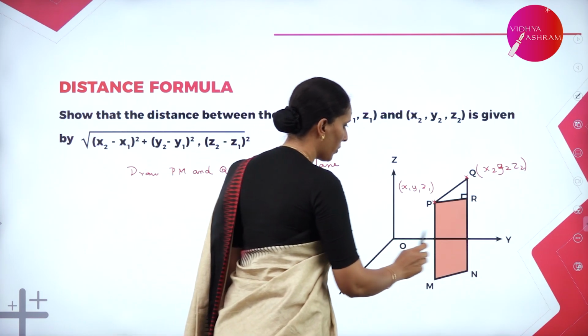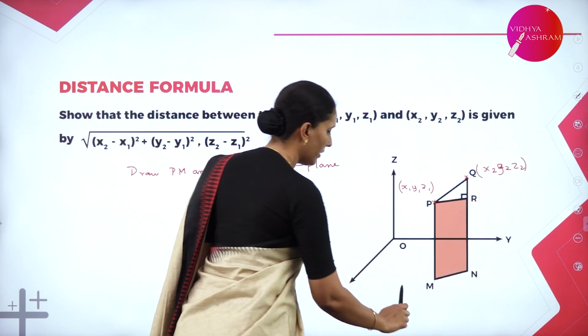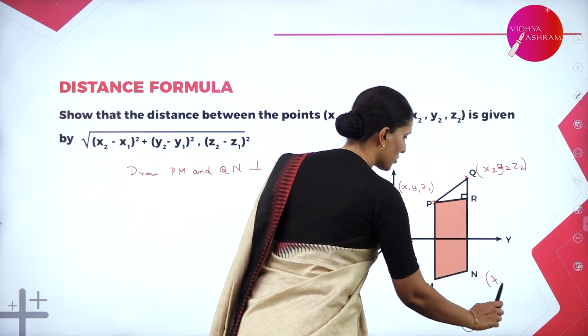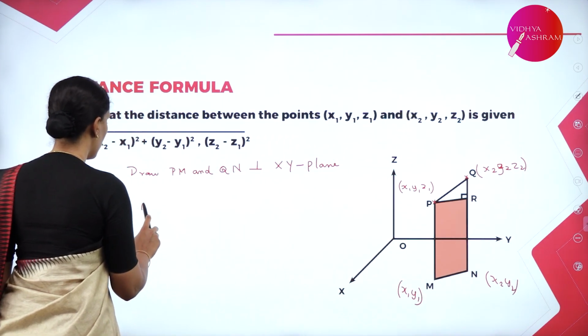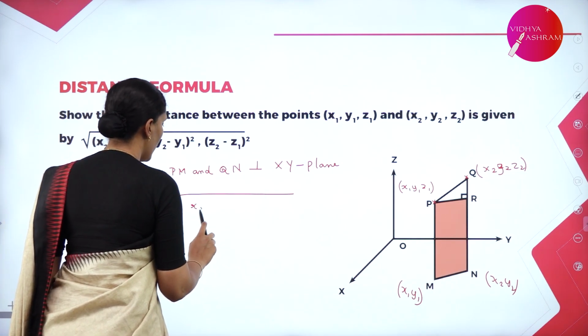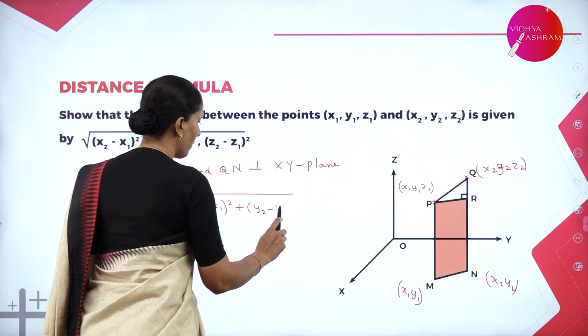So when I am talking about X and Y, M will have the coordinate X1, Y1 and N will have the coordinate X2, Y2. So the distance MN can be given by the square root of (X2 minus X1) whole square plus (Y2 minus Y1) whole square.